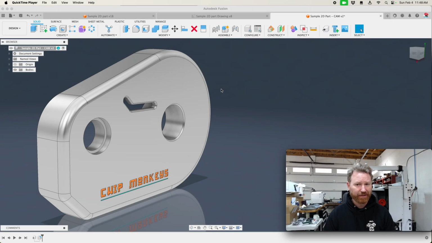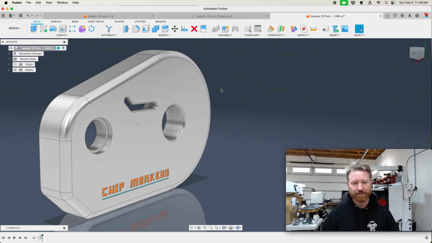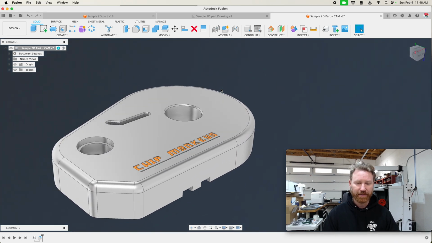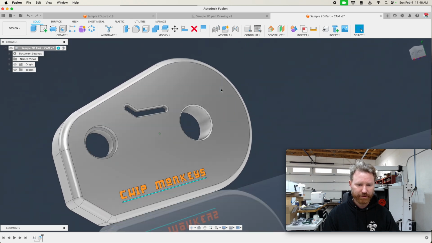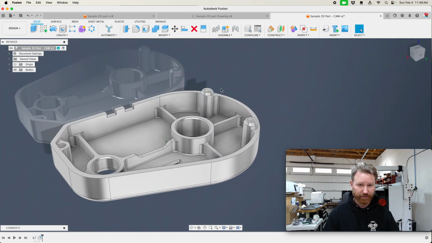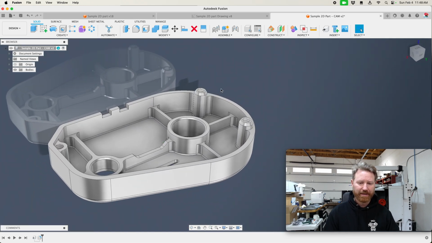So now our part is ready for us to start setting up how we're going to manufacture it. That means, what are the stock dimensions, making our stock, and also what orientation are we going to machine it from so that we can model the jaws correctly. For instance, we could machine it from this perspective, or we could machine it from this perspective in our three-axis mill, and then we would need to make the jaws accordingly to hold it for the second operation.